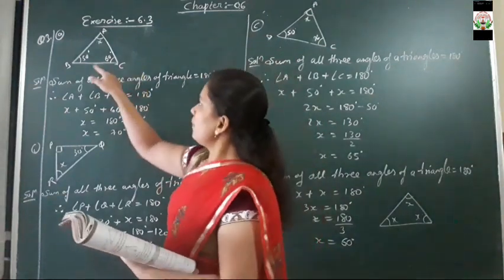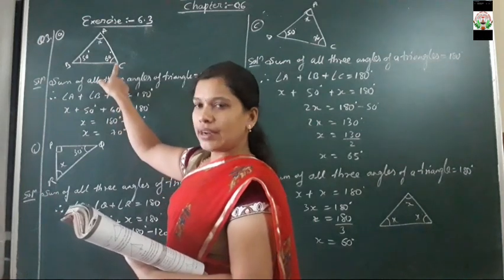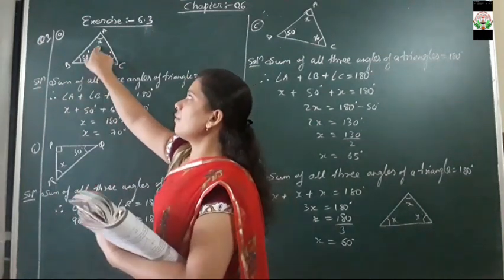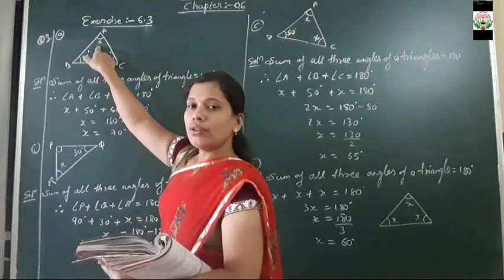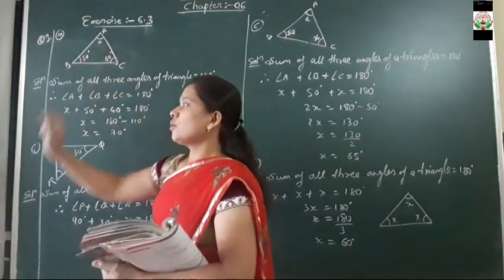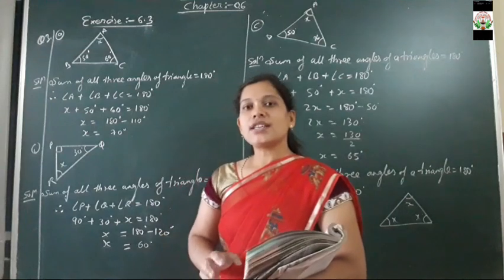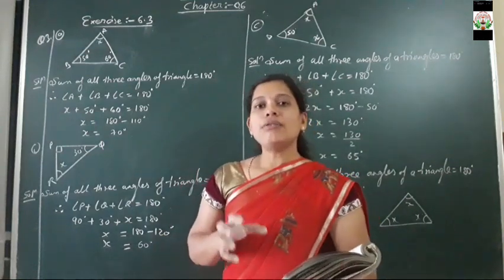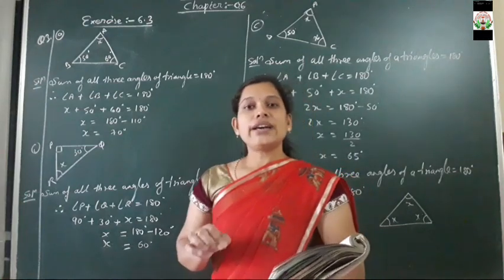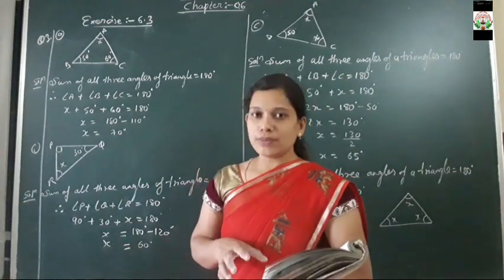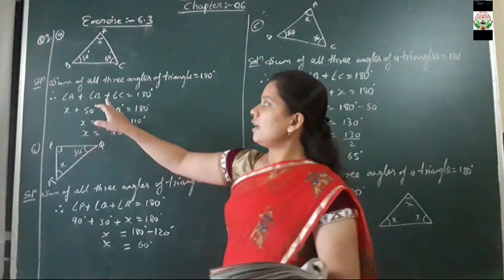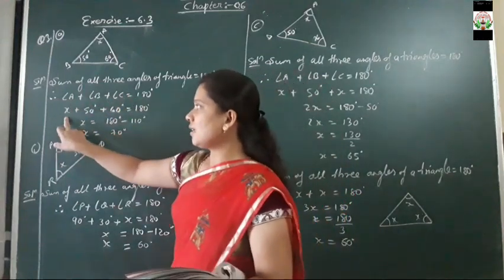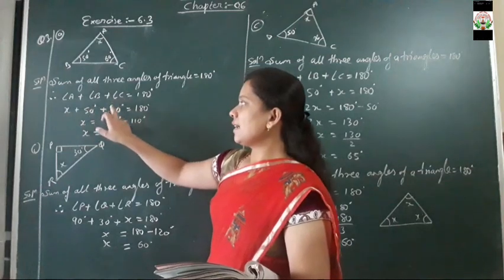So in diagram ABC, it is a triangle, and in that angle B is 50 degrees, angle C is 60 degrees, and we have to find the value of the unknown angle, that is x. Do you remember the property that the sum of all three angles of a triangle is equal to 180 degrees? When we add all three angles of any triangle, it should become 180 degrees. So angle A plus angle B plus angle C is equal to 180 degrees, where angle A is x, angle B is 50, angle C is 60.